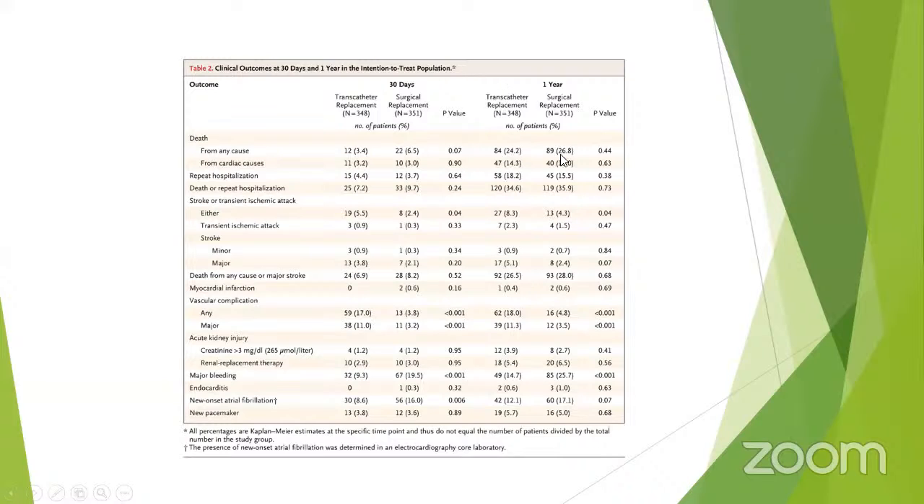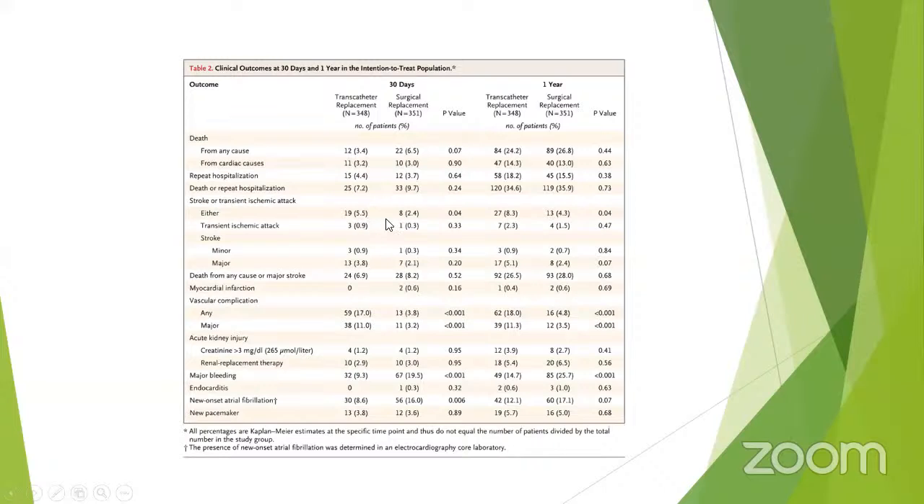24.2 in the transcatheter versus 26.8 in the surgical arm, with a p-value of 0.44. Death from cardiac causes was 3.2% in the TAVI group versus 3% in the surgical group, with a p-value of 0.9. And after 1 year, it was 14.3% in the TAVI versus 13% in the surgical replacement, with a p-value of 0.63.